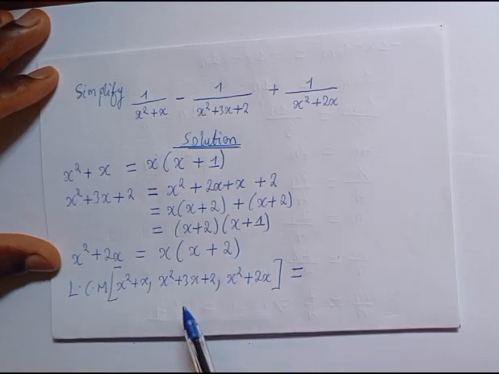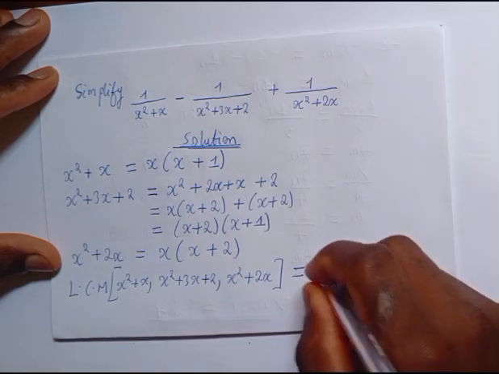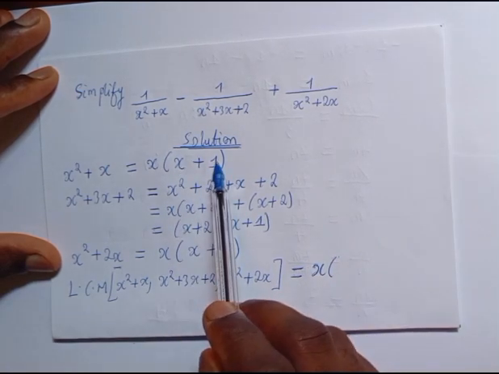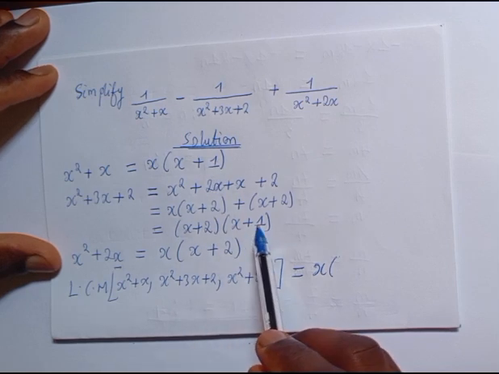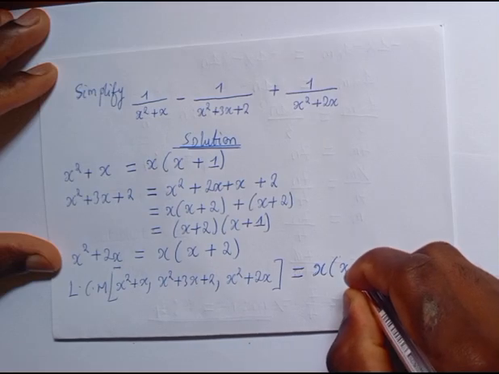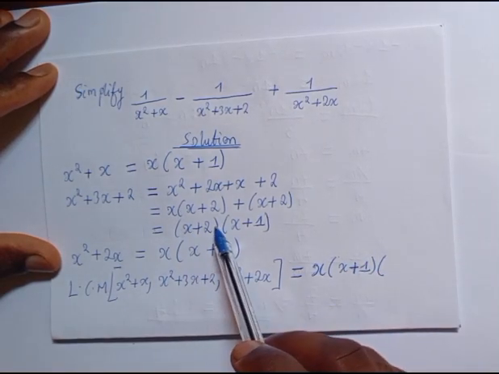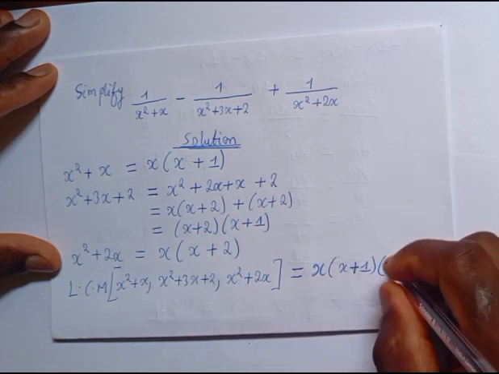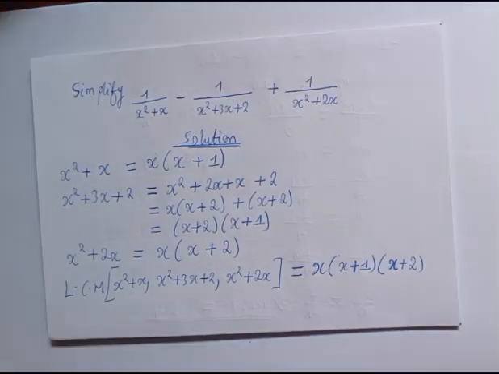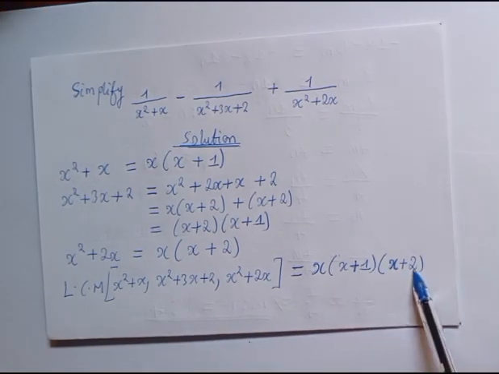The LCM will simply be x, take x, times x plus 1, there's x plus 1 here, and there's x plus 1 here, times x plus 2, and there's x plus 2 here. The LCM will simply be x times x plus 1 times x plus 2.